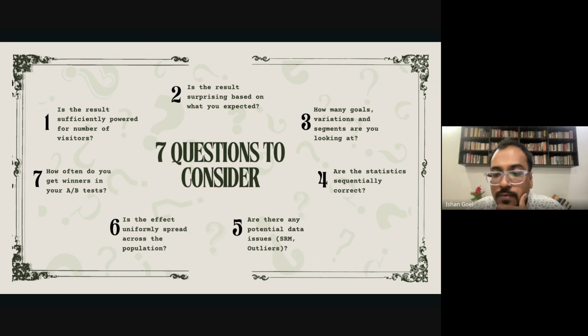Okay. I have some questions here. Arnav asks that for question 6, if you have randomly assigned the variants to treatment and control without any biases, shouldn't the effect be expected to be uniform across the population? Yes. So Arnav, you are very right. It is expected to be uniform across the population, but generally there are two problems that happen.